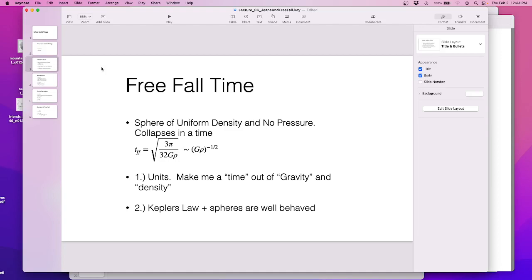This is the free fall time. This is how long a blob of density rho takes to collapse. We got it there by dumb units. This is a really simple process. There's no physics in it. That's a lie. There's a ton of physics in this. It's all physics. You're just looking at the units. How do the units have to relate? They have to relate like this. There's no other way for that to work.